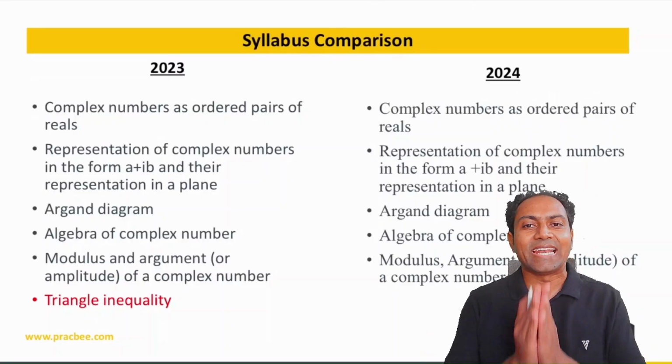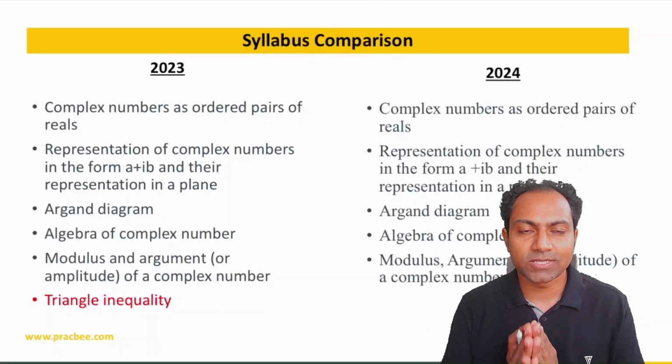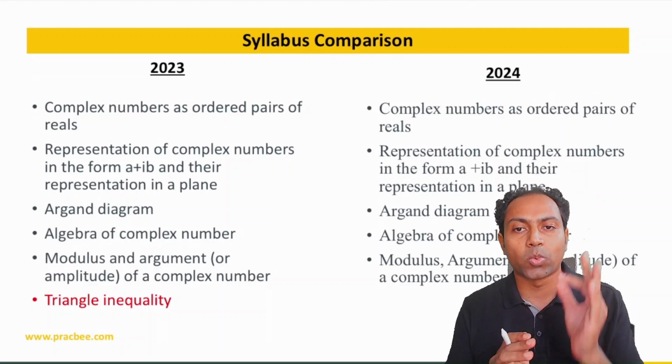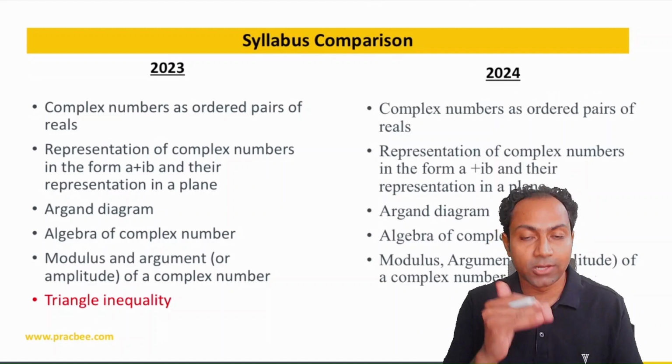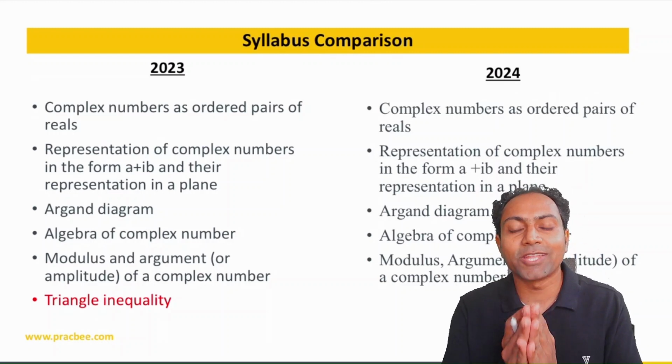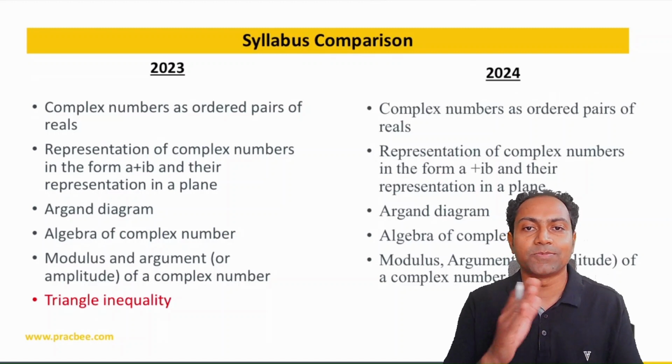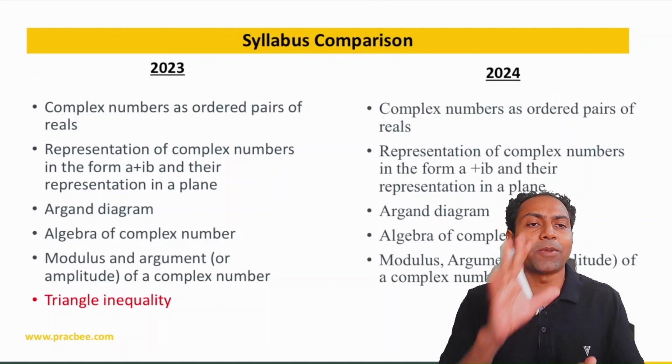Now, based on the latest syllabus of JEE provided to us, the change between the 2023 and 2024 syllabus is just one, that is they have removed the topic triangle inequality. Questions based on triangle inequality used to be asked in the context of modulus, but now that part has been removed and you can see that the remaining part of the syllabus remains the same.